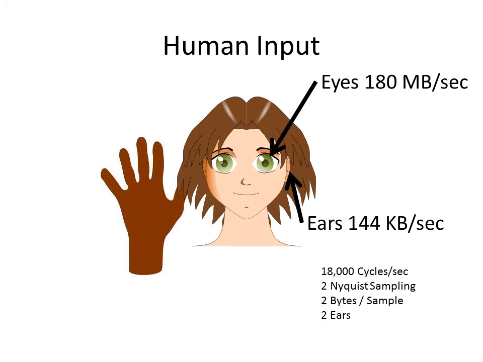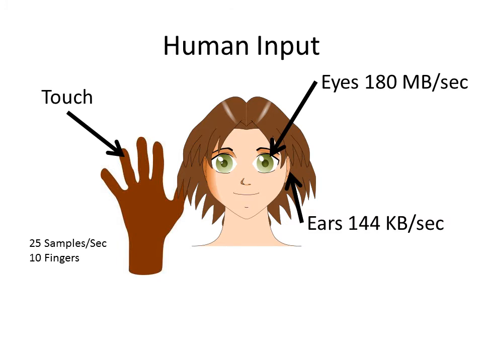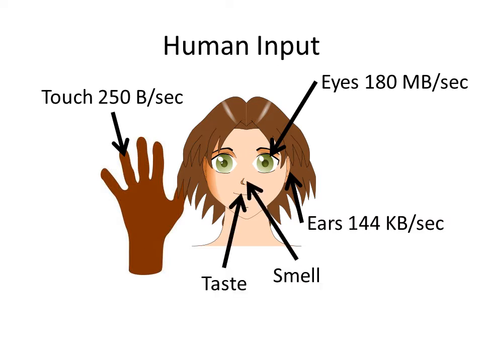Now, if you look at the difference between eyes and ears, it's almost 1,000 times different. In fact, it's more than 1,000 times difference. So that's a huge disparity between what our eyes can bring in and what our ears can bring in. Okay, let's look at touch. You can sample about 25 touches per second, and you have 10 fingers. That arithmetic's easy. 250 bytes per second. Almost 1,000, not quite 1,000 times slower than ears, and 1,000,000 times slower than eyes. Okay, so this little quick analysis tells us that eyes are definitely winning here.